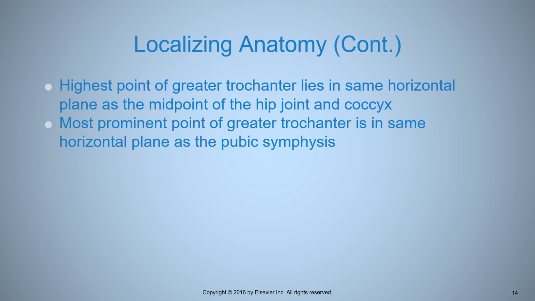So the highest point of the greater trochanter lies in the same horizontal plane as the midpoint of the hip joint and the coccyx. The most prominent point of the greater trochanter is in the same plane as the pubic symphysis. So the part you're going to find first when palpating for the greater trochanter is in the same plane as the pubic symphysis. But that's not the most superior point of the greater trochanter. So let your fingers walk up until the bump starts disappearing, and that would be a good plane to center for the hip joint.